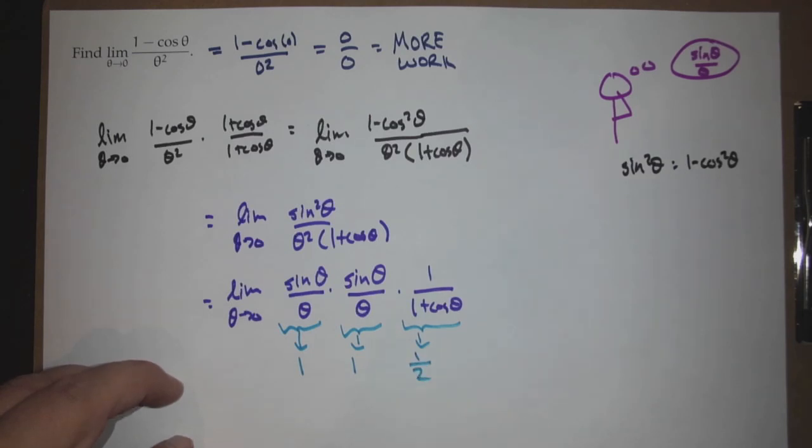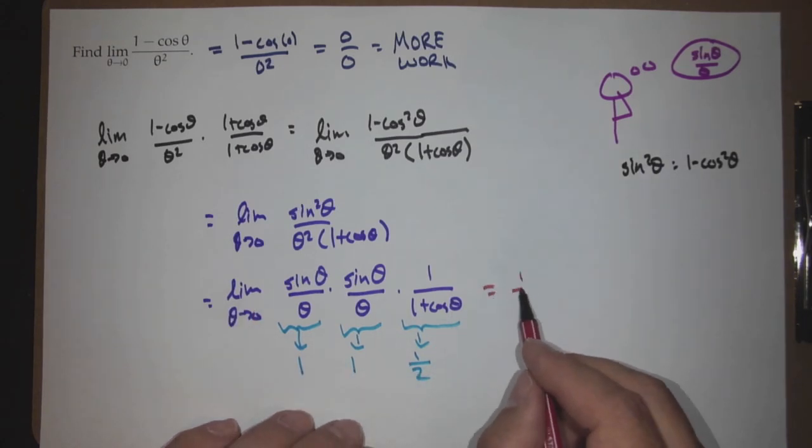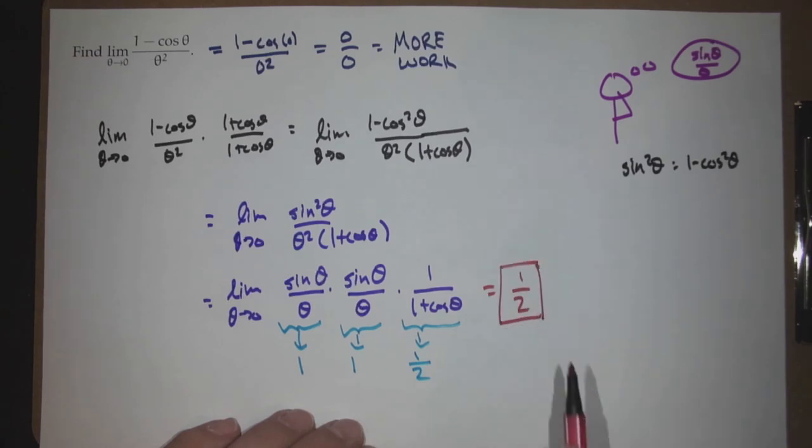What happens to the 1 over 1 plus cosine theta? 1/2. Right? Because cosine of 0 is still 1. Just like it was at the start. So, since each piece converges, then the product is just the product of the individual parts. So what's our final answer? 1/2. And we're done.